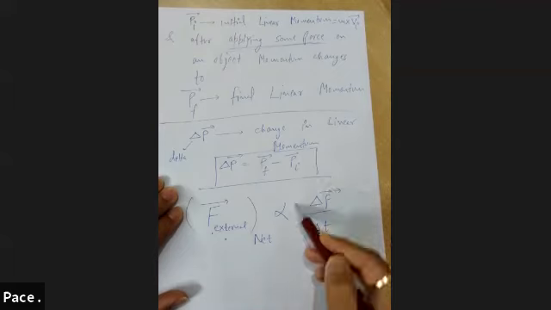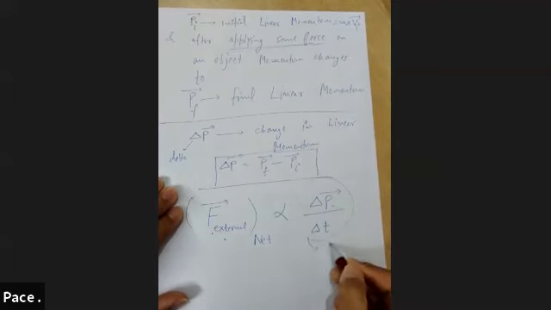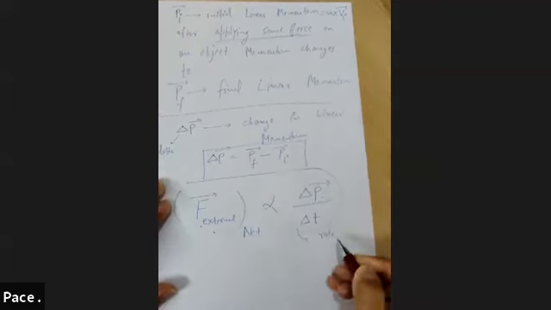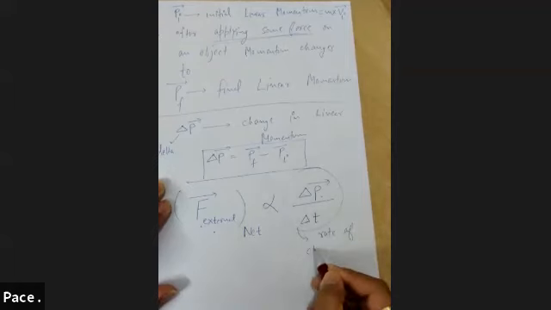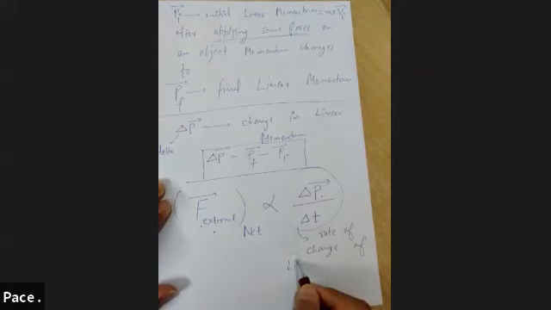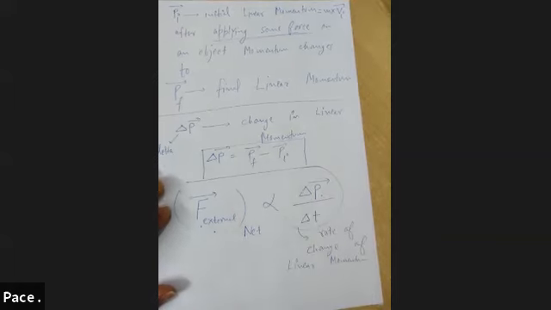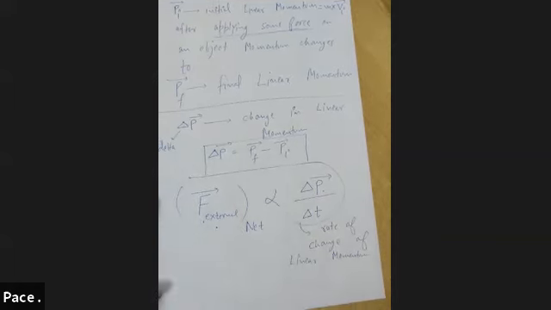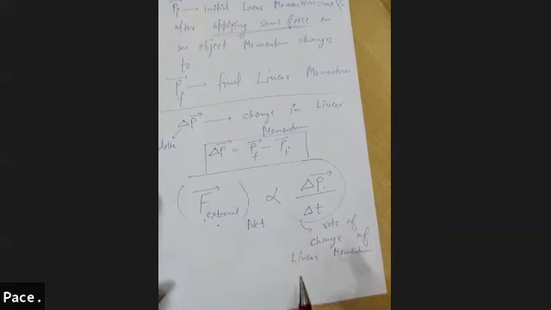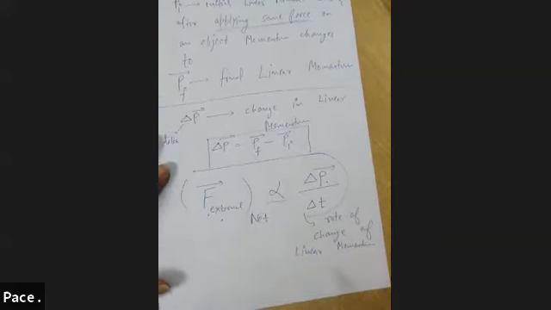This is known as the rate of change of linear momentum. And this is the symbol of proportionality, and after experimenting in a lab, he found out that the proportionality constant comes out to be 1.